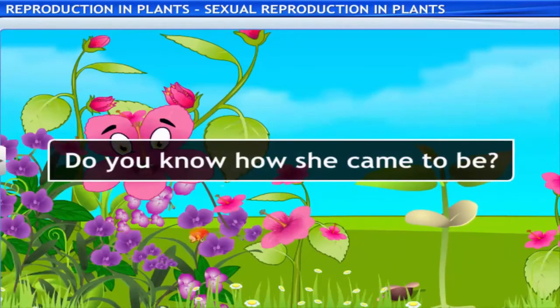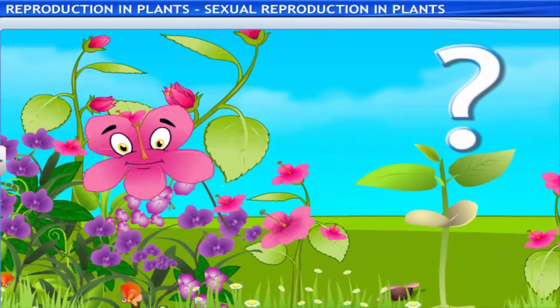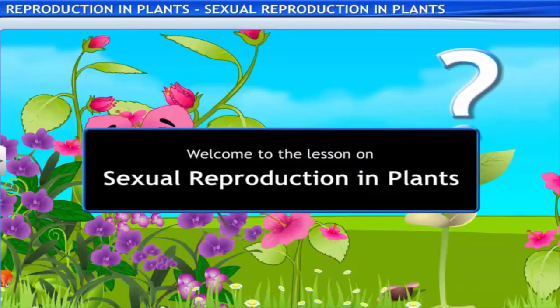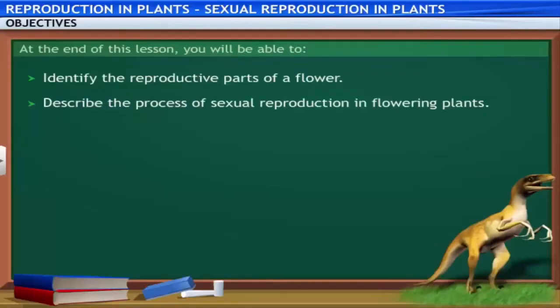She came into existence? Let's find out. Welcome to this lesson on sexual reproduction in plants. At the end of this lesson, you will be able to identify the reproductive parts of a flower and describe the process of sexual reproduction in flowering plants.